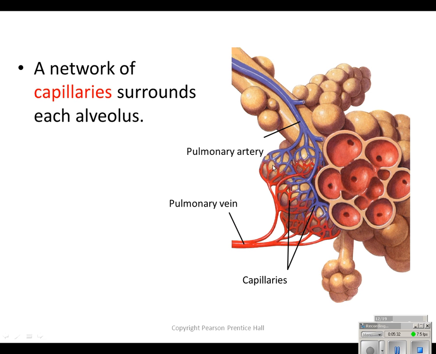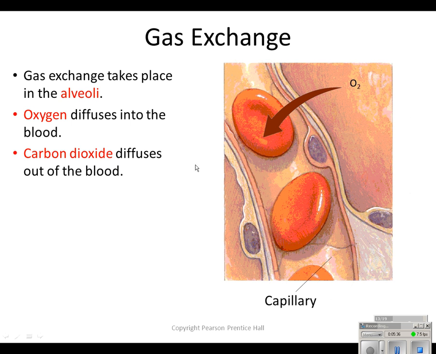So these capillaries, remember, are only one cell thick. And because they're only one cell thick, we can have this gas exchange occur where oxygen is going to move into the bloodstream and the blood cells are going to pick up that oxygen and carry it back to the heart. And then the carbon dioxide is going to move from the blood to the alveolus so that it can be exhaled and removed from the body.